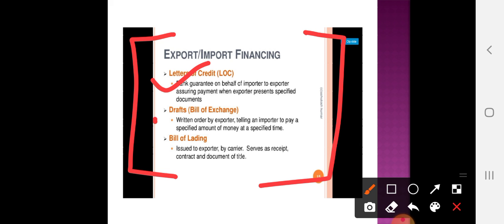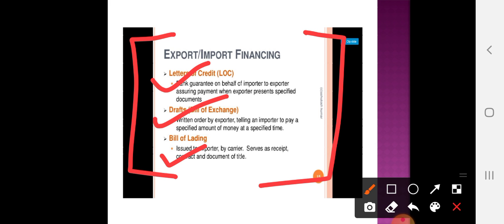Next is draft. What is a draft? Bill of exchange and draft are one and the same. A draft is a written document prepared by the exporter of goods and services, which tells the importer to pay a specified amount of money at a specified time. So this is what a draft is. Next is bill of lading.